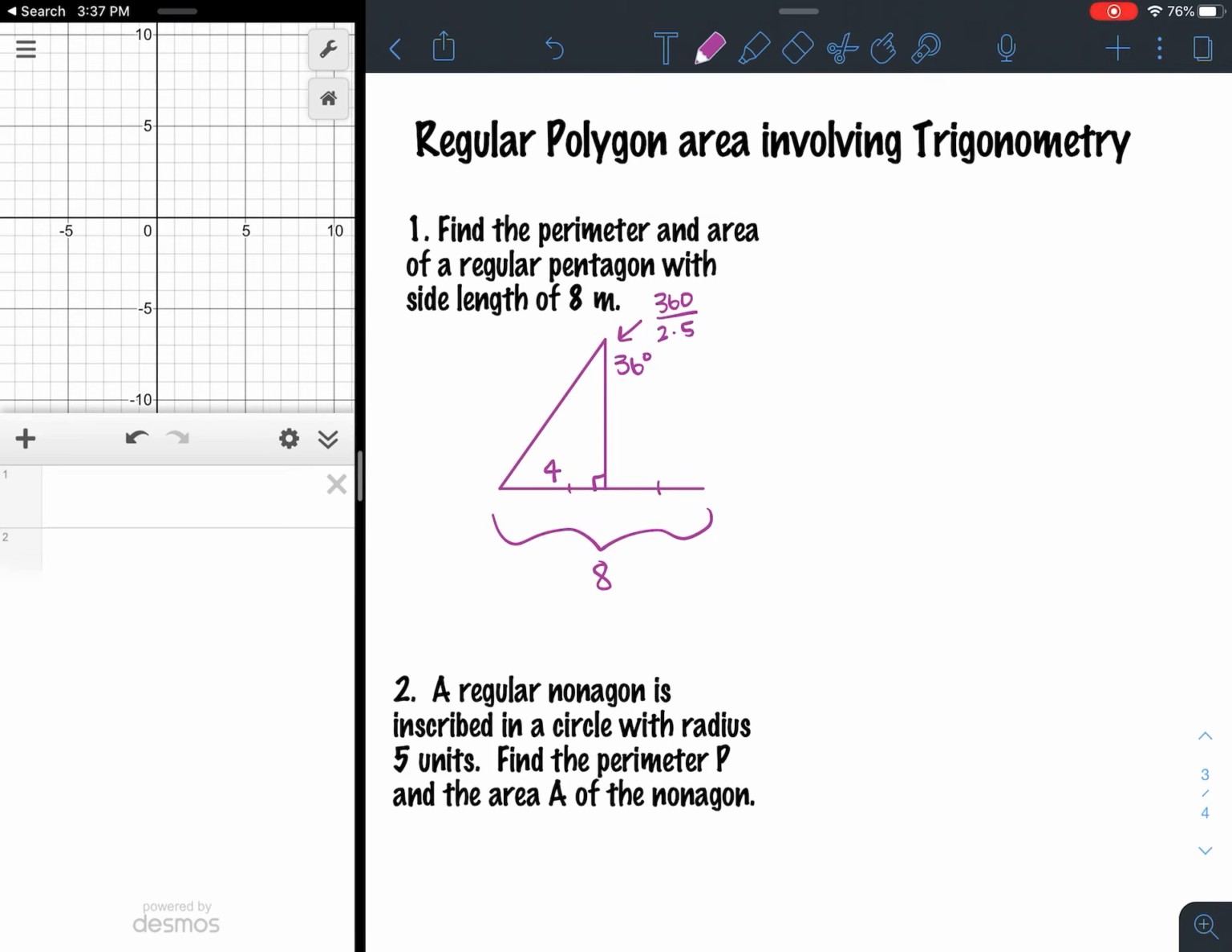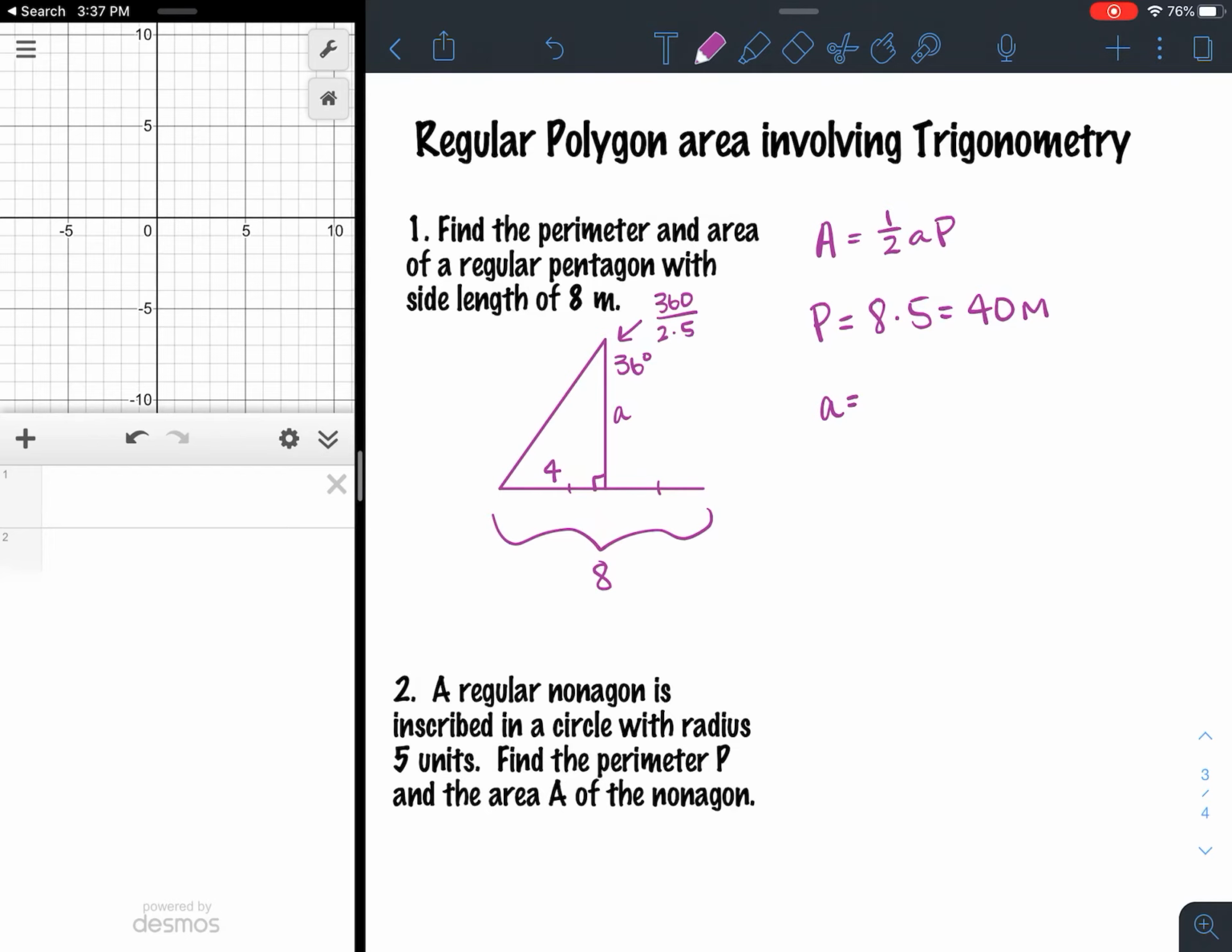So we need 2 things in order to find our area. Remember that our formula is 1/2 apothem times perimeter. So in this case, we have our perimeter. It is going to be 8 times 5, which is 40 meters. And now we need to find our apothem.